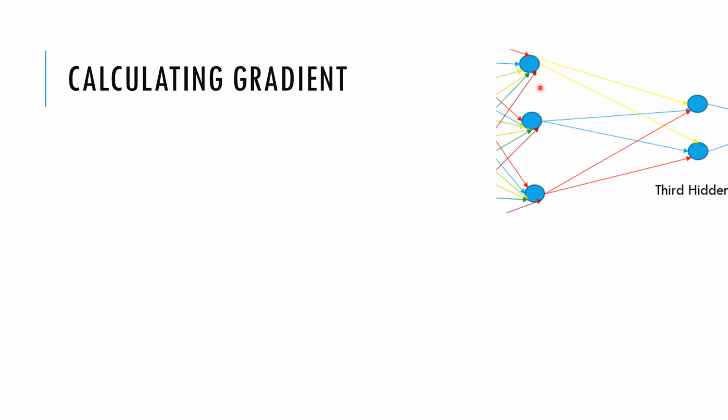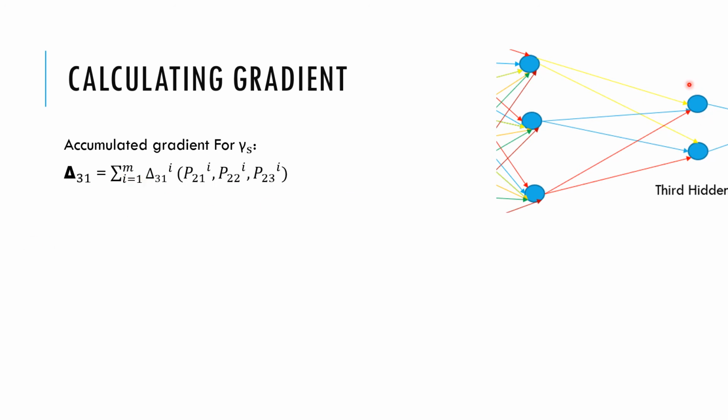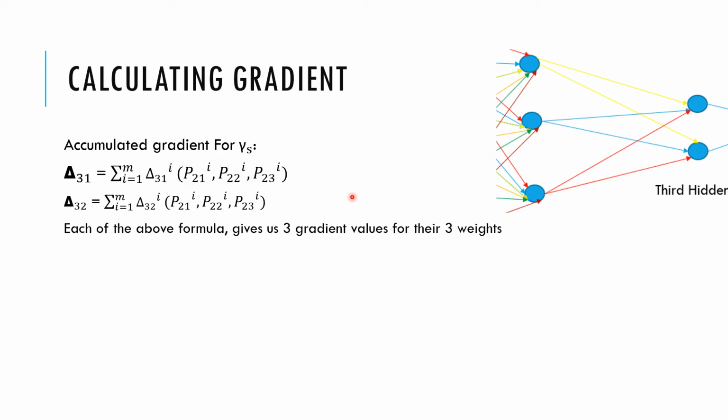Now we do the second hidden layer and third hidden layer. We do the same thing. Now we are doing it for gammas. These are all gammas. So again, you see the first node, we get this delta 3 1, with P21, P22, P23. We get 3 values here. Then for this one again, delta 3 2, with P21, P22, P23, for I. So each time we run the forward and backward propagation, we do it for all the examples and take the accumulated value.